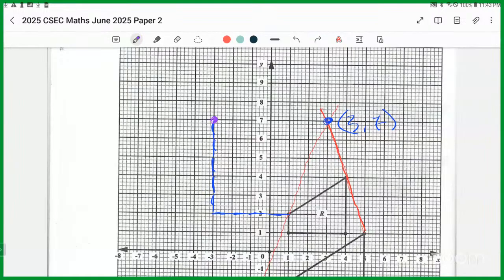So maybe use this one instead, a different point. But I don't want these little lines to be in the way, so let's use this point instead. Let's go 4 to the left, and 1, 2, 3, 4, 5 up. 1, 2, 3, 4, 5. 4 to the left, 5 up. So this point is coming here.